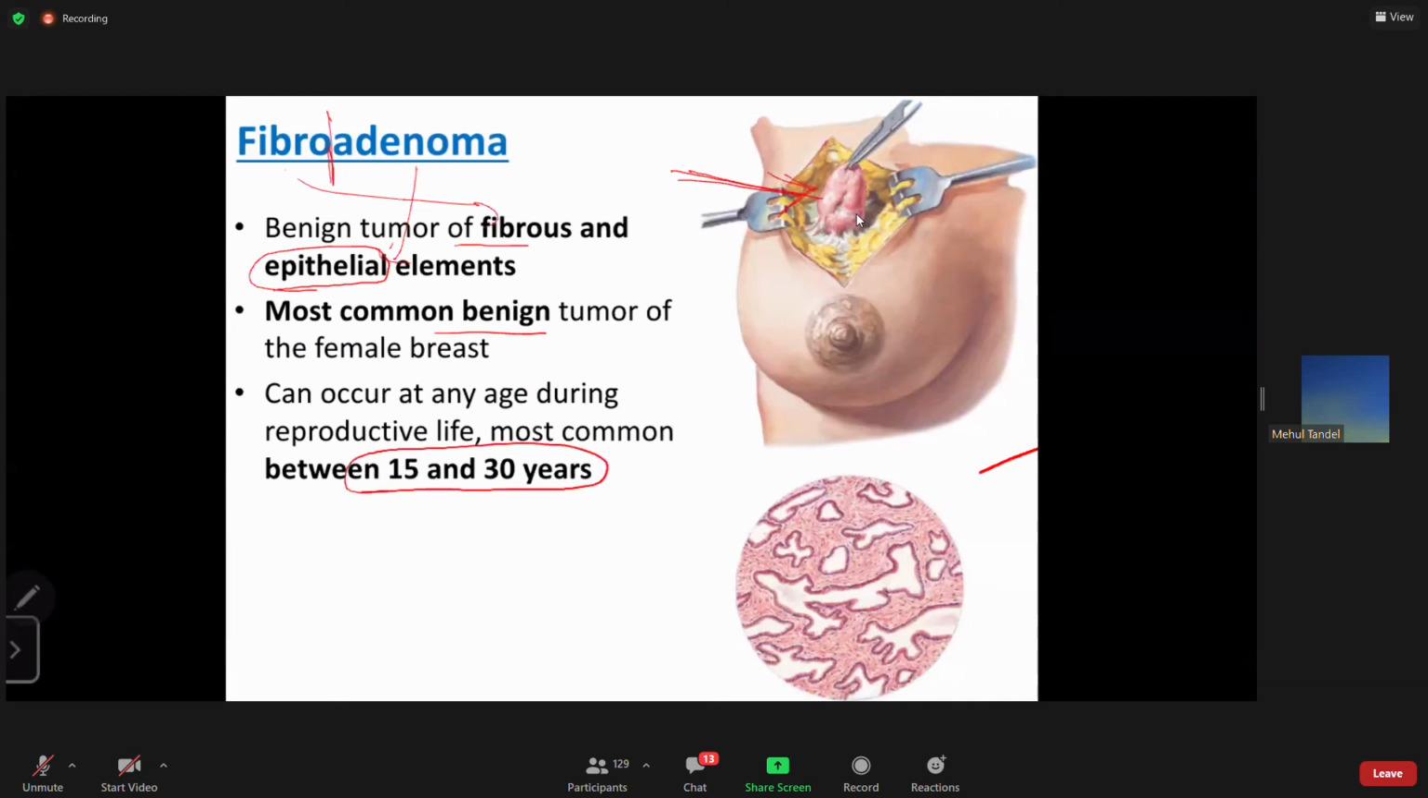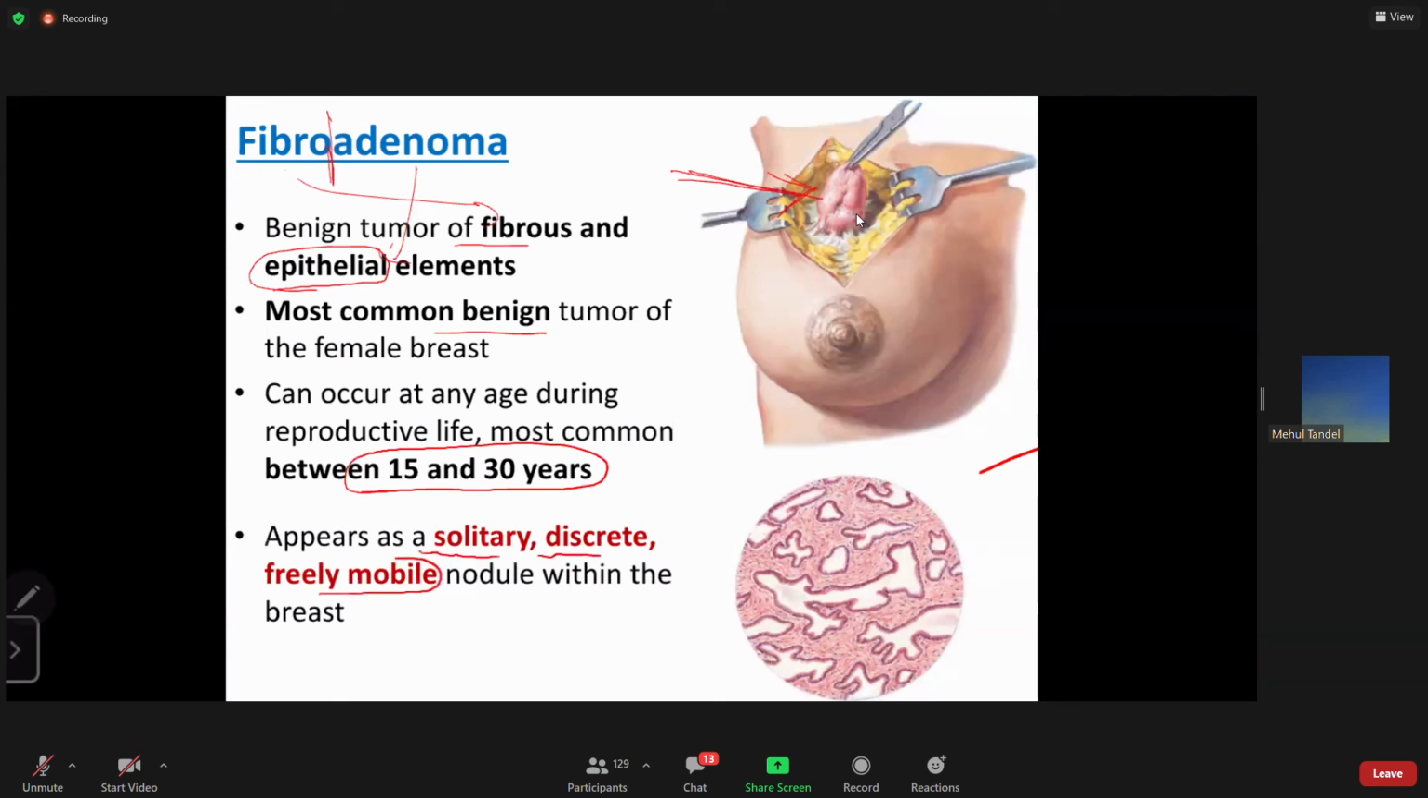How to diagnose? Remember, it has a smooth margin and it is a solitary, discrete, and freely mobile nodule. So it is mobile, with a smooth margin, solitary, and discrete.